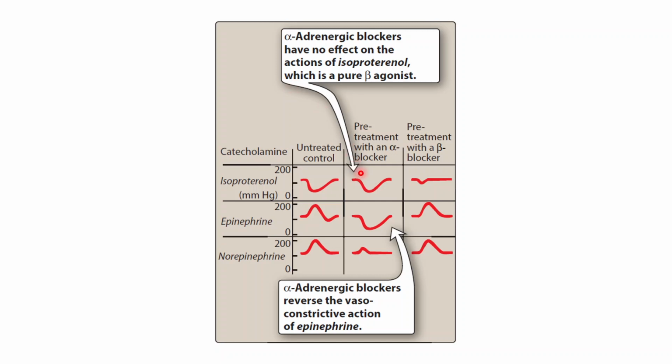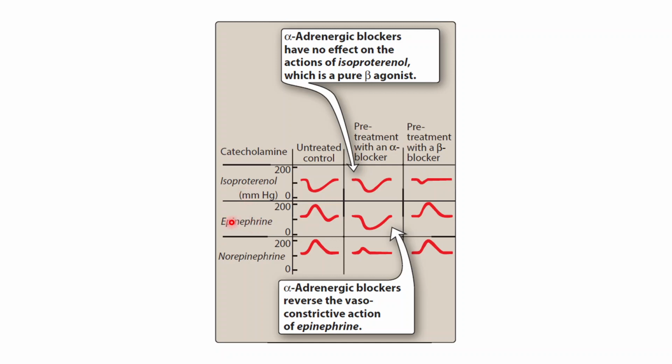If we add an alpha blocker and measure the same, and then inject the same isoproterenol, there will be no effect of the alpha blocking agent on the action of isoproterenol, because isoproterenol is a pure beta adrenergic. That is why these actions are identical. But if we add a beta blocker, then the beta blocker will almost completely antagonize the action of isoproterenol.